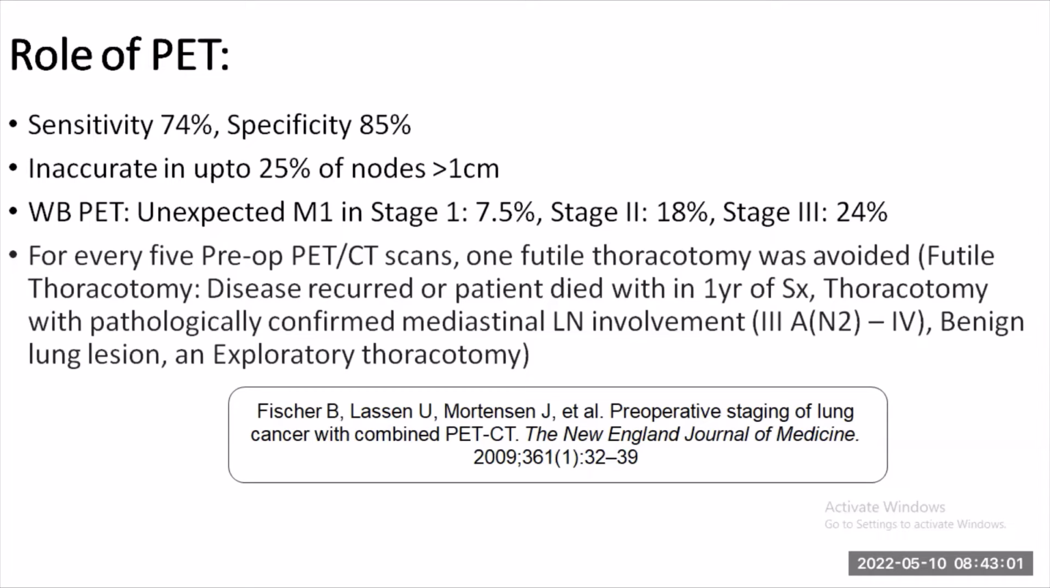One of the biggest advantages of doing PET is that it reduces futile thoracotomy. A futile thoracotomy is a thoracotomy which is done, and after that the disease has recurred or the patient has died within 1 year of surgery. Or a thoracotomy with pathologically confirmed mediastinal lymph node involvement, meaning stage 3A and 3B to stage 4 disease. A thoracotomy in a benign lung lesion, and an exploratory thoracotomy. So if we do 5 PETs, we can avoid 1 futile thoracotomy.